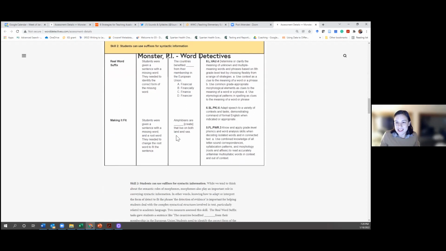I also like this sentence task where they get a sentence like, amphibians are create that live both on land and sea. And so you have to take the morpheme from create, and add the affixes to it to make it the correct meaning and part of speech to go into the sentence. So here's a challenge. Ooh, Katie is on it right there. Amy and Julie all got the creatures. Very nice.